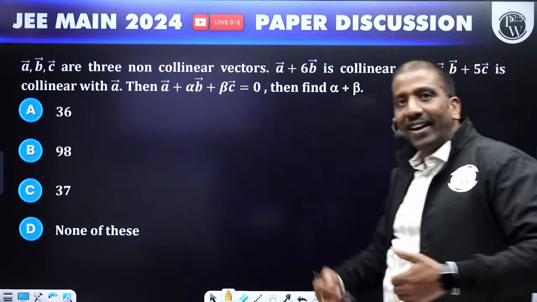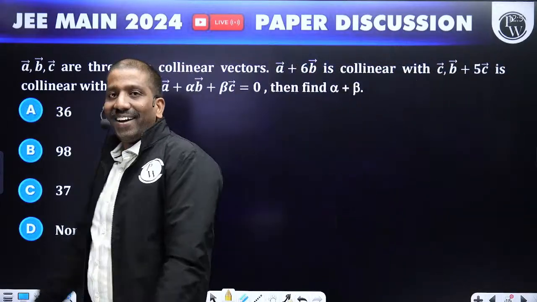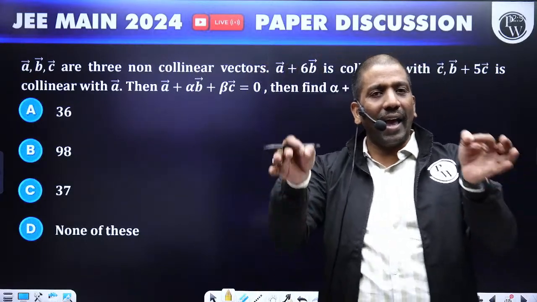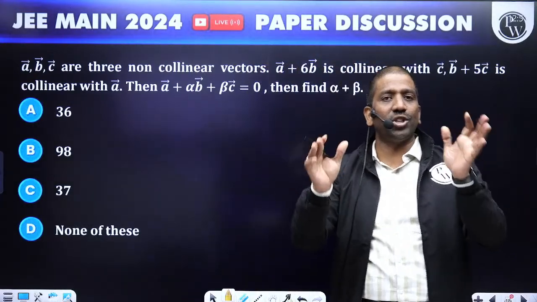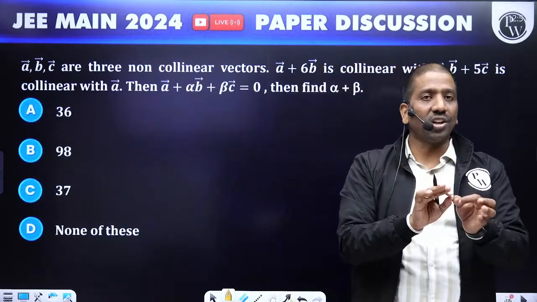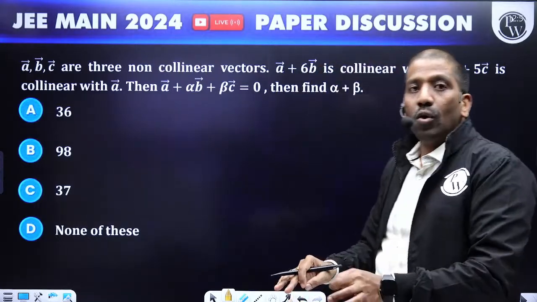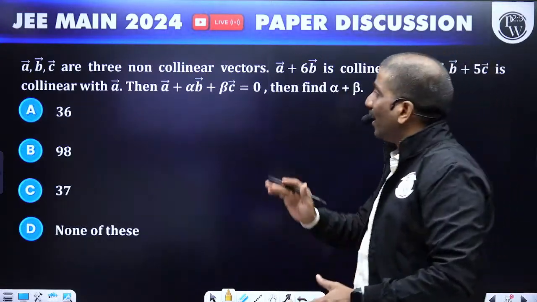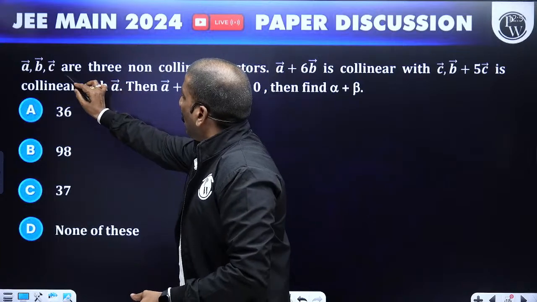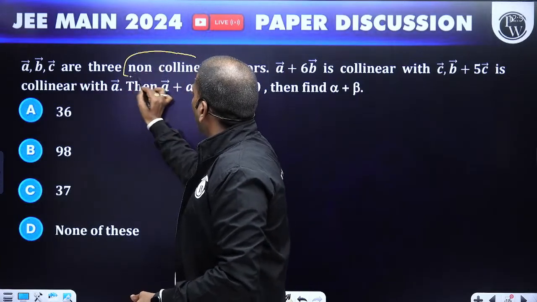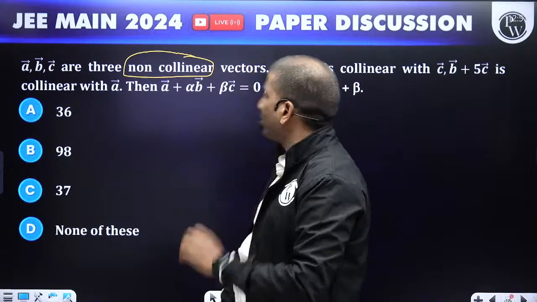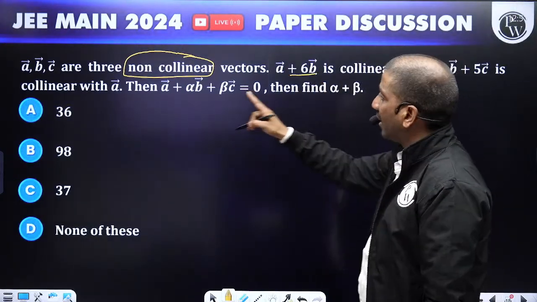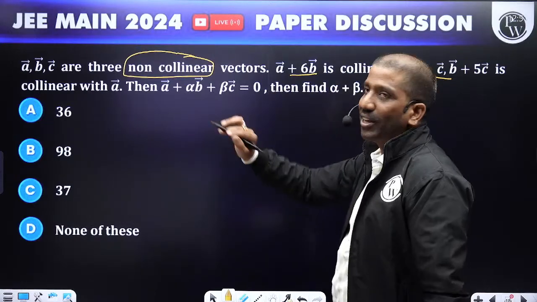Next, again a standard question. Most particularly from collinearity, any sincere aspirant of JEE, sincere student of JEE, will do this question first. Here two things. A, B, C are three non-collinear vectors. Non-collinear, that is one key point. And this is collinear with this, and that is again collinear with another combination, A bar.